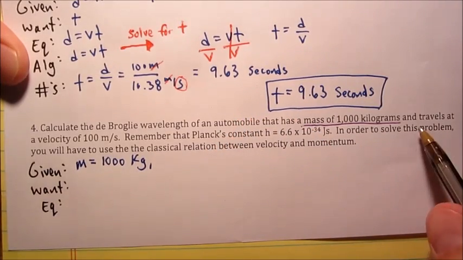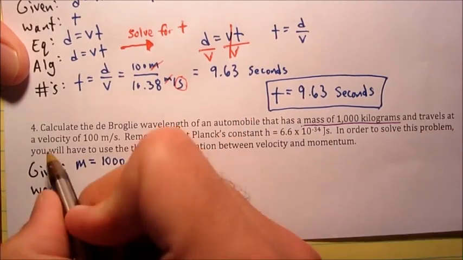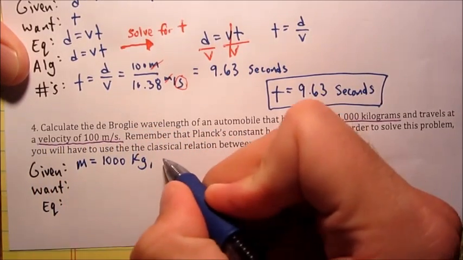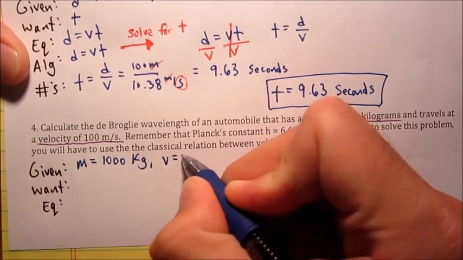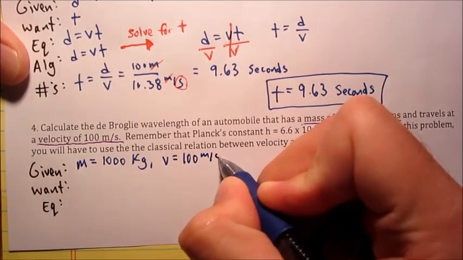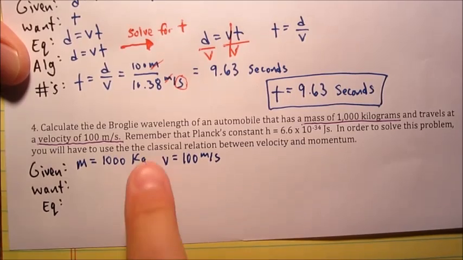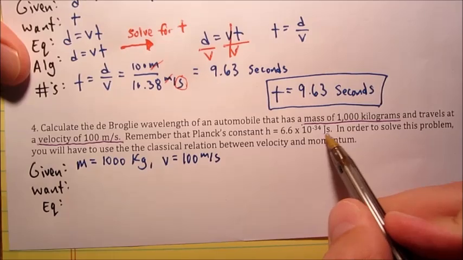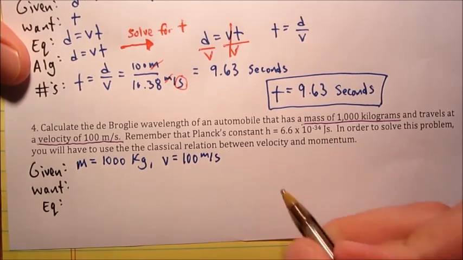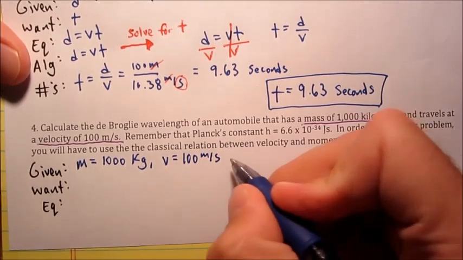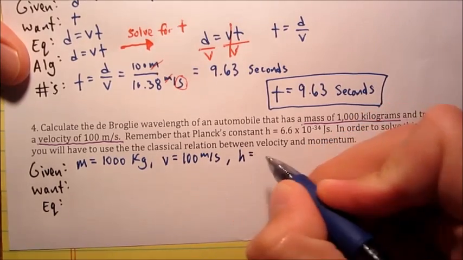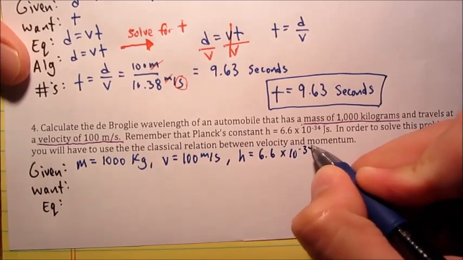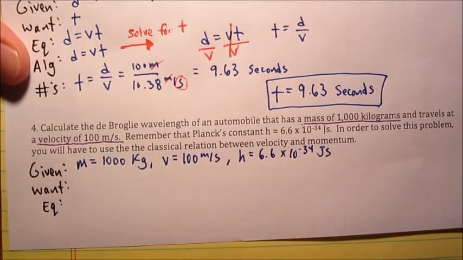They tell us some more information. This automobile is traveling at a velocity of 100 meters per second. So velocity, we know the symbol for that's v, so we'll say 100 meters per second. And then it tells us, remember Planck's constant, h equals 6.6 times 10 to the minus 34th joule seconds, or I'm sorry, Js. So you might not know what that necessarily means, but we write it down because it's something that they gave us. It's one of our givens. Minus 34 Js. Okay, those are our 3 givens.